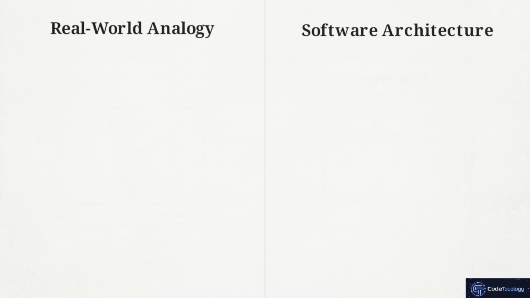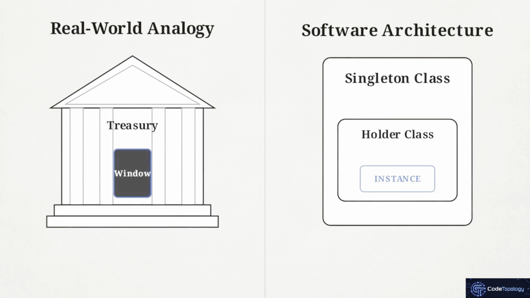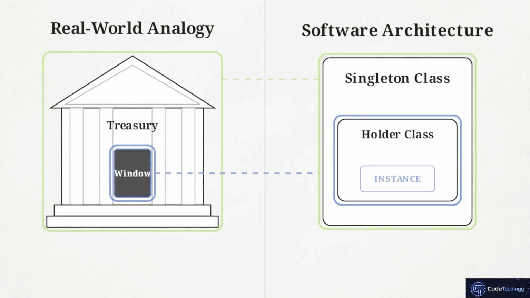We can map every element of the government treasury analogy straight onto the code. The physical treasury building acts as our singleton, and the guarded teller window maps directly to our holder abstraction. Once you see this direct relationship, the pattern stops feeling like an abstract theory and starts feeling like a mechanical tool. Let's build this from scratch.